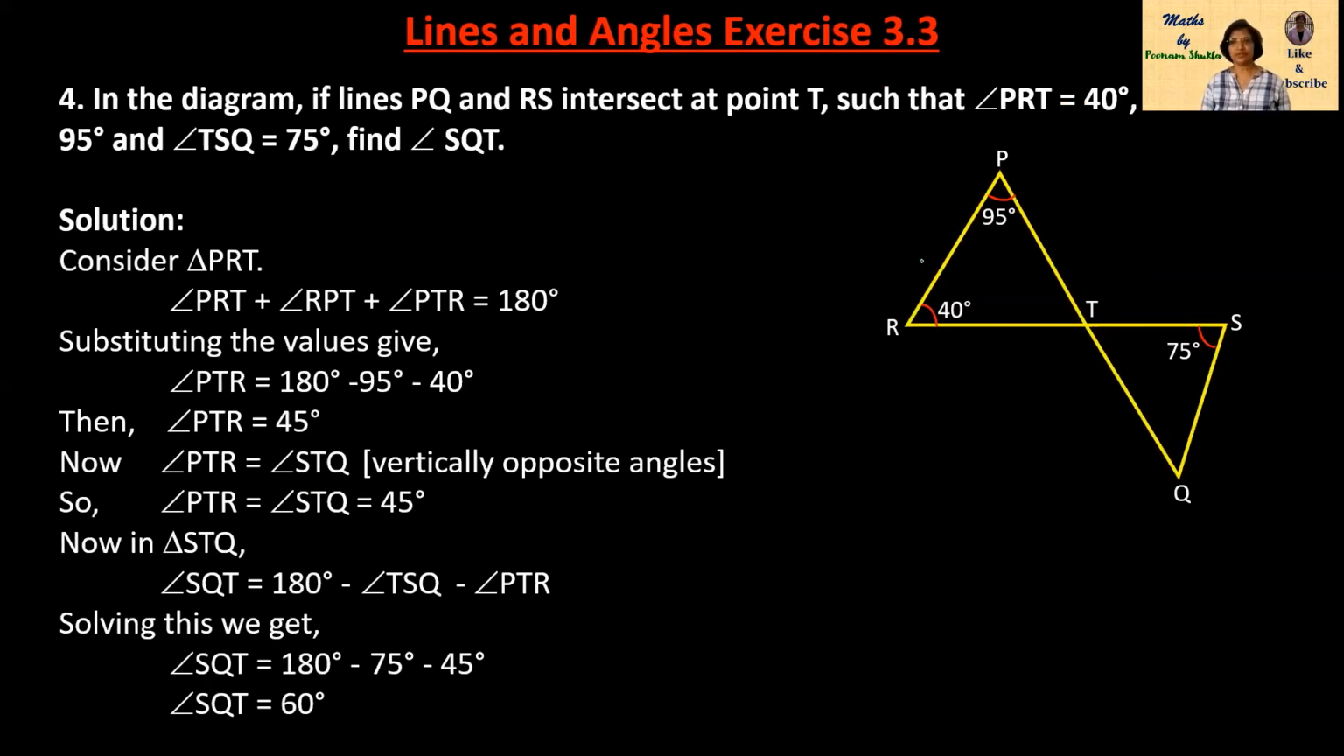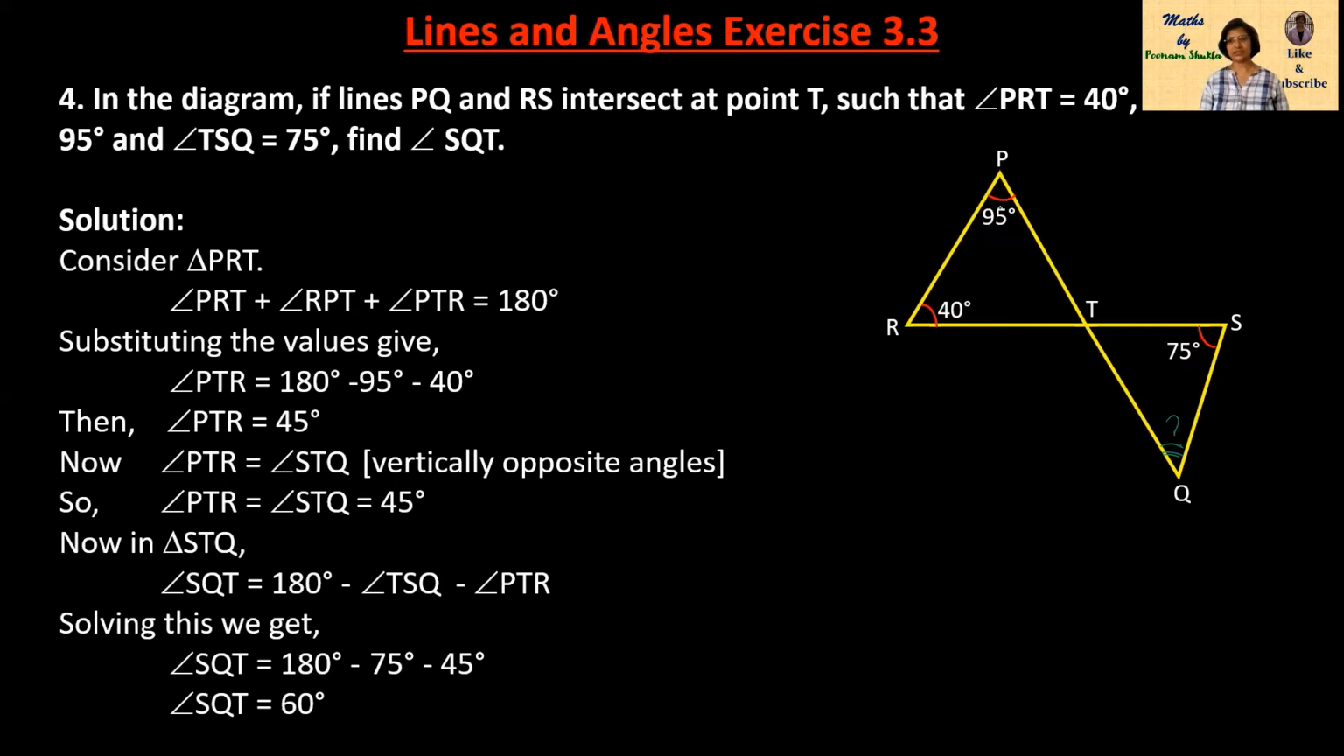In question 4, in the diagram, lines PQ and RS are intersecting at point T. So what angles do we get here? Angle PRT equals 40 degrees, it's given, angle RPT is 95, given, and angle TSQ is 75, given. So we have to find the angle SQT. SQT means this angle we have to find out.